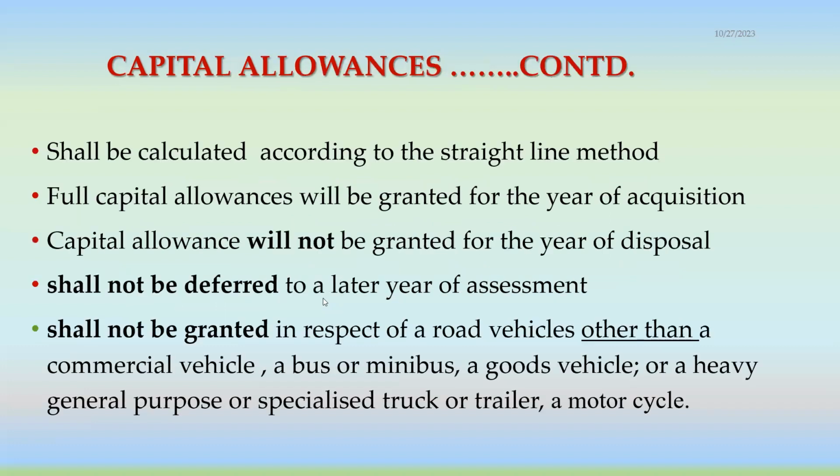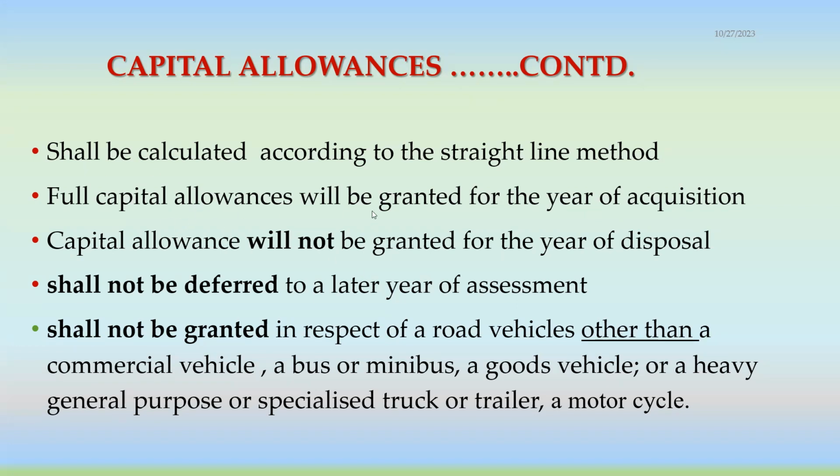Capital allowances shall be calculated according to the straight line method. Straight line method means similar amounts in each year, that is, divided over the period. For 5 years, we can depreciate the depreciable asset. That is the straight line method. Then full capital allowances will be granted for the year of acquisition.